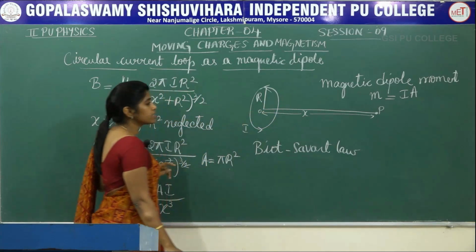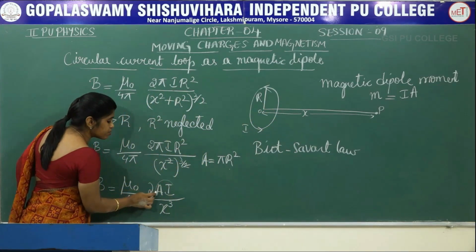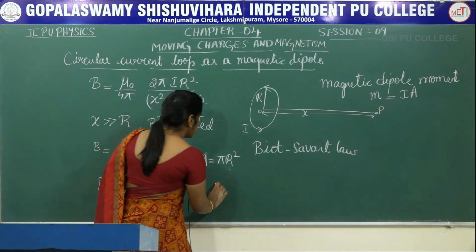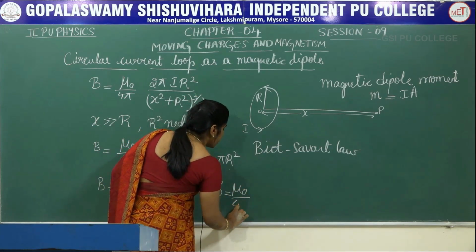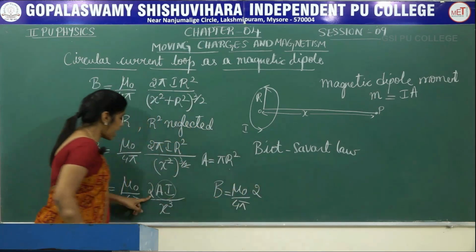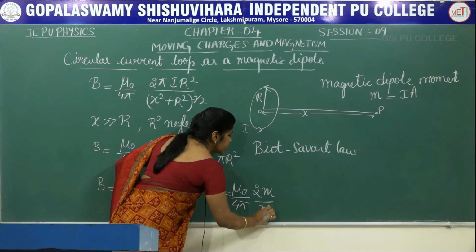Now dipole moment is given by the formula I into A. So I can just substitute here the I into A as m. Therefore, the final magnetic field expression can be written as mu naught by 4 pi 2 I into A, which is nothing but m divided by x cube.